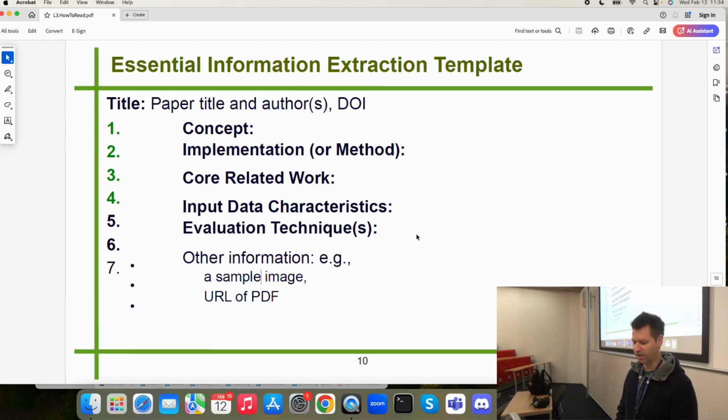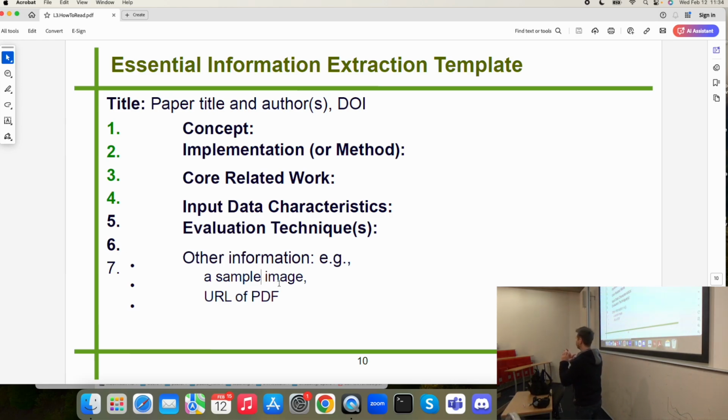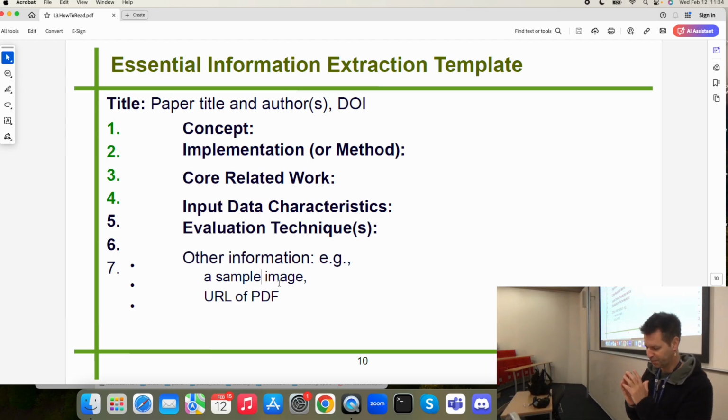And maybe we can put in some other information. For example, a sample image from the paper. Maybe the paper has an interesting image. Usually papers have at least one very interesting image. You might want to put that in your summary. And maybe the URL of the PDF, for example, in your template.